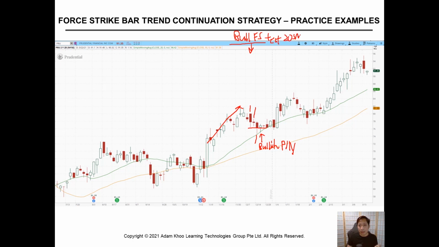test 20 SMA in uptrend retracement pattern. And this, you can put a stop loss somewhere here at the lows, right? And to trade this all the way back up, this will have got you more than 1:2.